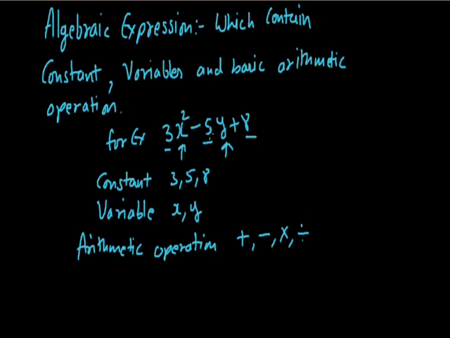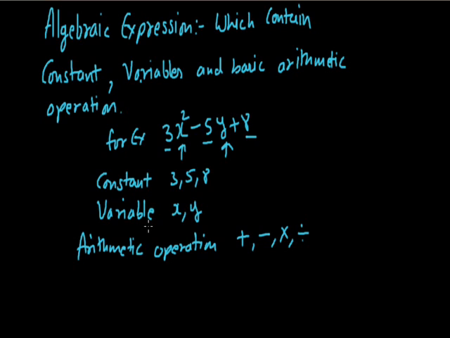Between 5 and y there is no sign, so it means they are multiplied. In the same way, between 3 and x square there is no sign, so they are multiplied. There is a multiplication sign by default. So we define an algebraic expression as an expression which contains constants, variables, and basic arithmetic operations.